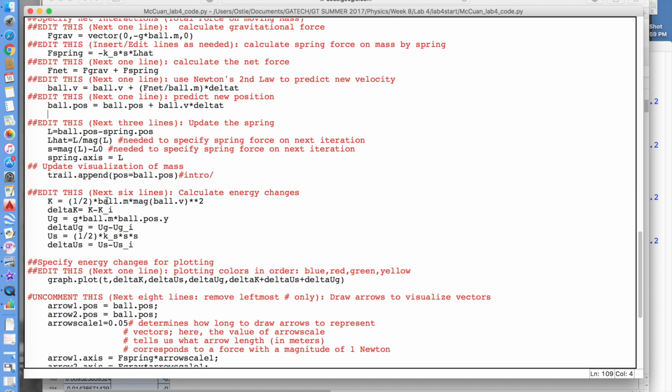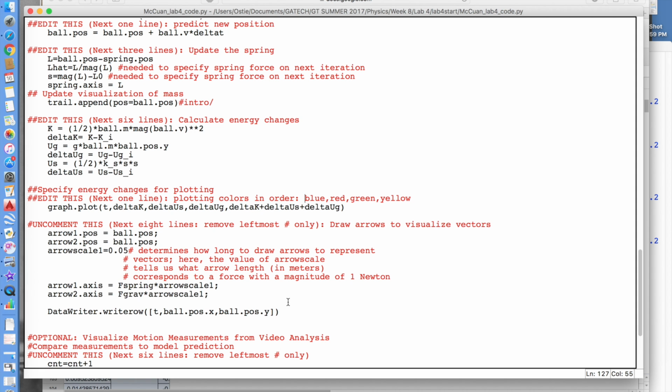In this line we see where Newton's second law updates the velocity and position for each time step. Here are the lines of code which calculate and then graph the values of the various changes in energy, and finally a few arrows to represent the force vectors acting on the mass.